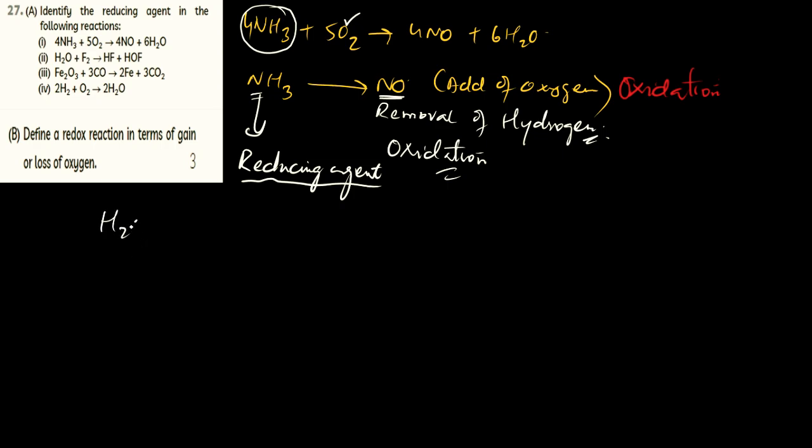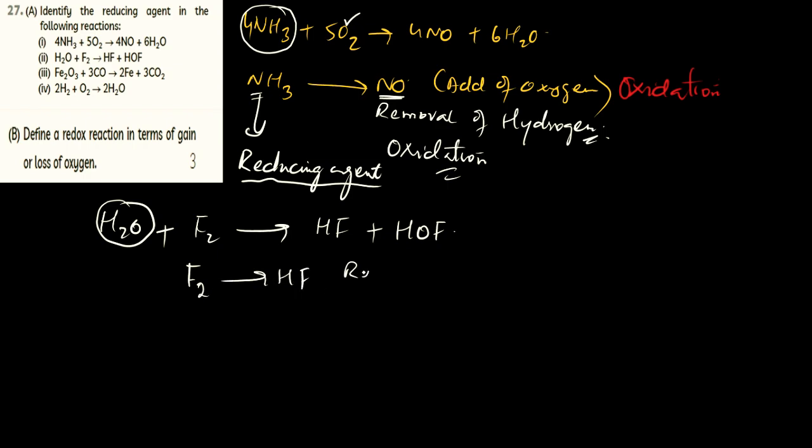Look at the second one. It's water reacting with fluorine. Fluorine molecule attacks water and forms HF and HOF. So what has happened to fluorine? Fluorine has been reduced. So fluorine has been reduced by water. F2 to HF, it's addition of hydrogen, it's reduction. Who does this reduction to the fluorine molecule? It's water. This is the reducing agent.